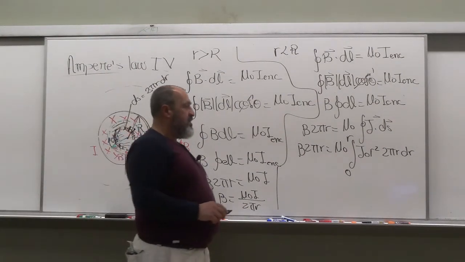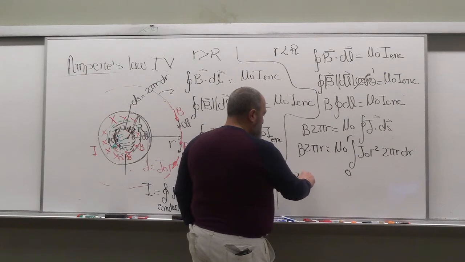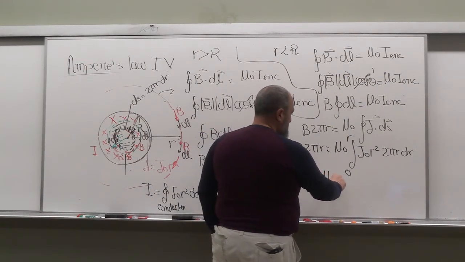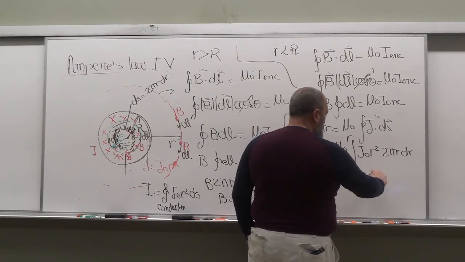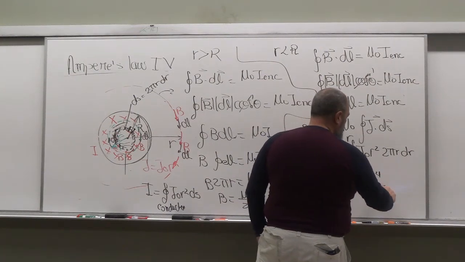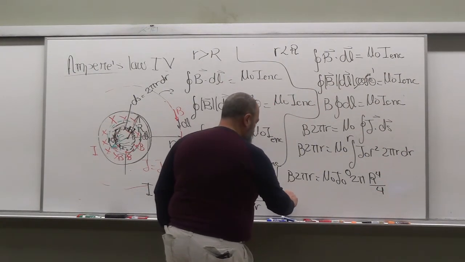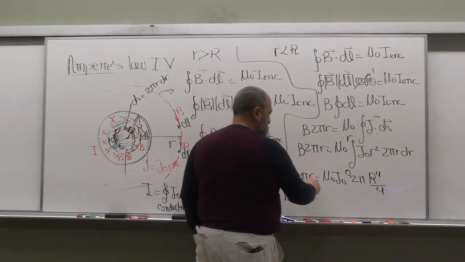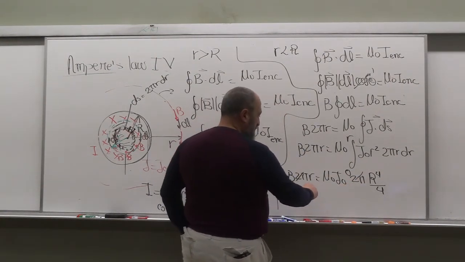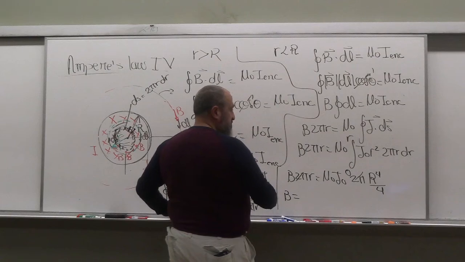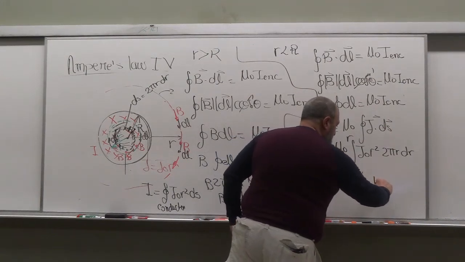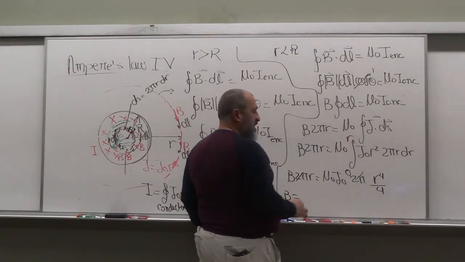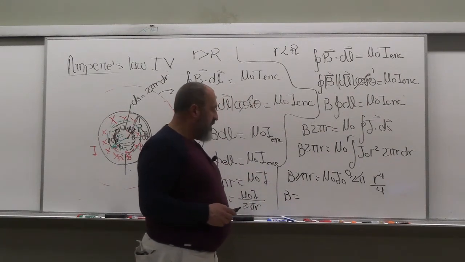0 to little r. So that becomes B times 2 pi r equals mu naught times J naught, also 2 pi, and that integral is r to the 4 over 4, which gives me that B is equal to, 2 pi cancels with 2 pi, oh, made a mistake here. This is 0 to little r, so this is little r. So I got myself tangled up. So this is r to the 4 over 4. We're going from 0 to little r.